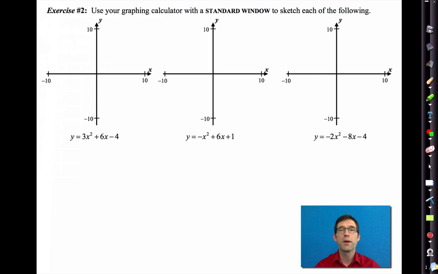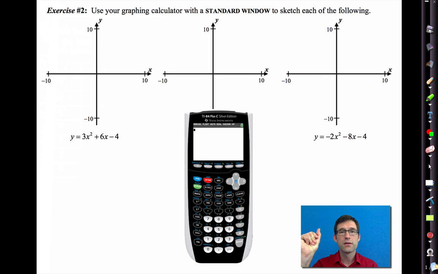So we're going to open up the TI-84 Plus. All right, there's my calculator. We are going to go into the y equals, enter each one of these, but separately, okay? And then we're going to sketch them. But we're going to sketch them using the standard window. The standard window is one where the minimum x value is negative 10, the maximum x value is positive 10, the minimum y is negative 10, and the largest y is positive 10. Okay? So let's do that.